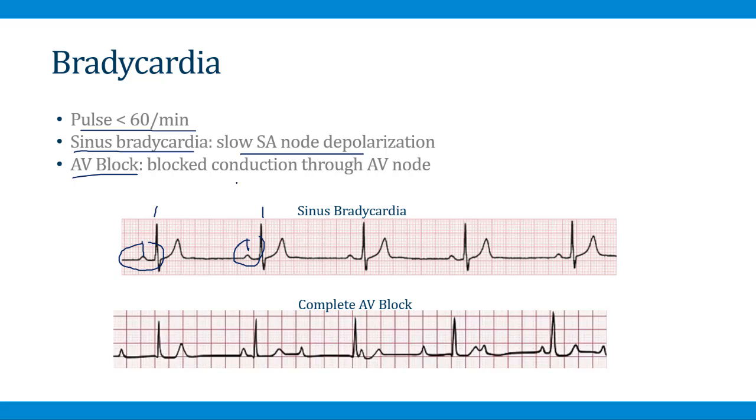The second way you can develop bradycardia is through AV block. This is when there is blocked or delayed conduction through the AV node. If you look at the ECG tracing at the bottom of the screen, this is an example of complete AV block. There are P waves being generated at a rate that is not bradycardic, but those P waves are not making it through the AV node and the His-Purkinje system to the ventricles to generate ventricular depolarization. Because of that, the ventricles are depolarizing on their own at a much slower rate. So we have QRS complexes being generated at a very bradycardic rate. And we'll talk about both sinus bradycardia and complete heart block in this video.